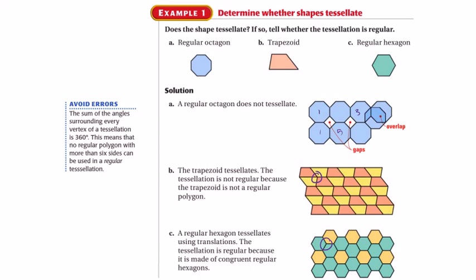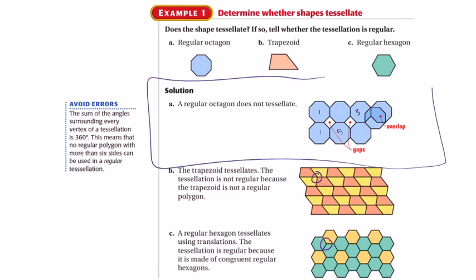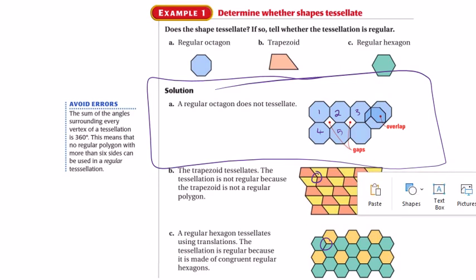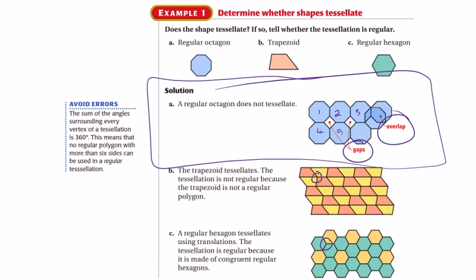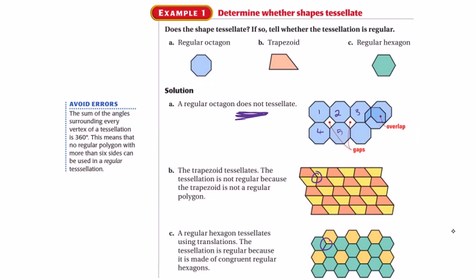So example 1. Does the shape tessellate? It's going to help you to draw these figures out and shift them up, down, left, right. Can you create a picture without gaps or overlaps? Here in part A, you can see that they lined up a whole bunch of octagons for us, these 8-sided figures. They are regular octagons, but as you can see, either a gap is created or an overlap in order to get rid of the gap. So this does not tessellate. Regular octagons do not tessellate.